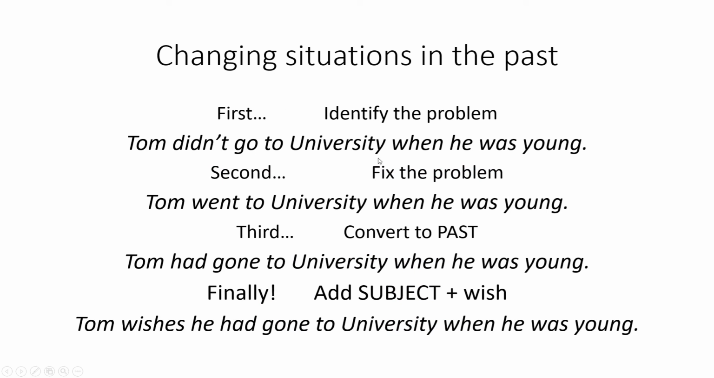So, Tom didn't go to university when he was young. Tom went to university when he was young. That's the solution. Tom had gone is the past of the past perfect. Tom had gone to university when he was young. And then, of course, we add the subject and wish. Tom wishes he had gone to university when he was young. So he didn't go to university, but if he could change the past, that is what he would change.